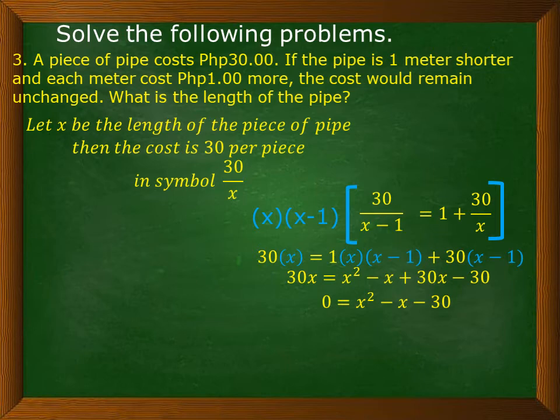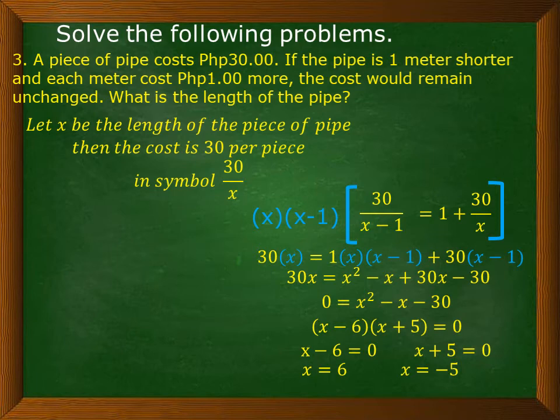It is factorable. So the factors are x minus 6 and x plus 5 equals 0. Okay, so by zero product property, each factor equals 0: x minus 6 is equal to 0, and x plus 5 is equal to 0. Then transfer negative 6, it becomes positive 6. And transfer positive 5, it becomes negative 5.